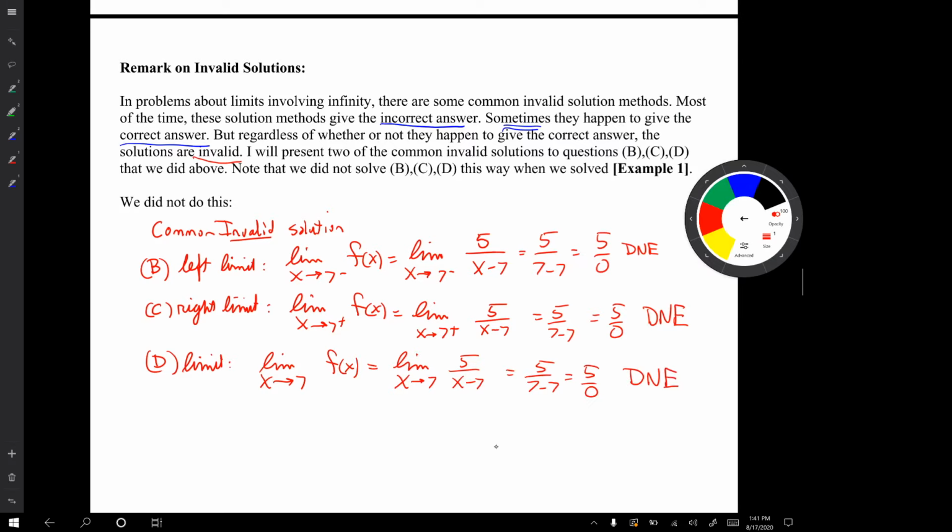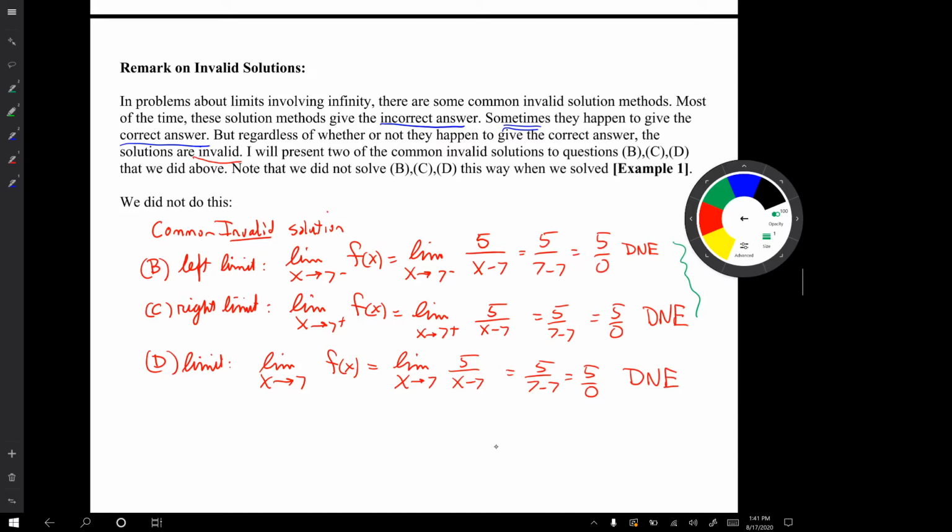So notice that the first two solutions here gave the wrong answer. My solutions to B and C gave the wrong answer. We know that the correct answer to B is that the limit is negative infinity. And we know that the correct answer to C is that the limit is plus infinity. So the idea that the limit does not exist is just incorrect. So B and C are clearly incorrect solutions.